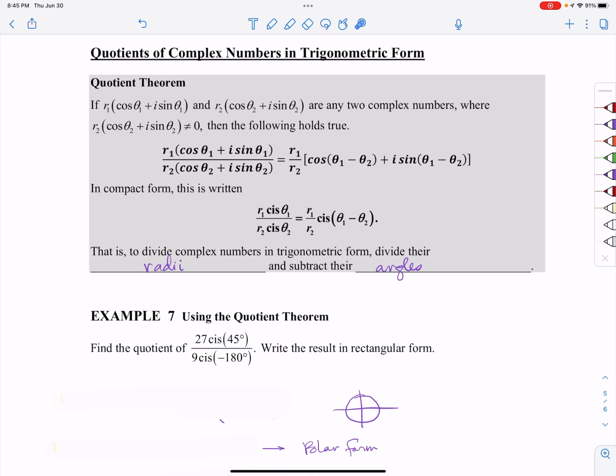So again, I have these two complex numbers, and I want to divide them. Notice that the bottom's not allowed to be 0. I want to divide these two. So what I'm going to do is divide my radii, and subtract my thetas. Here's the abbreviated version. Divide your radii, subtract your thetas. Divide your radii, subtract your angles.